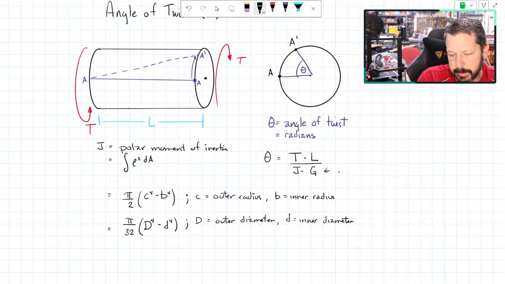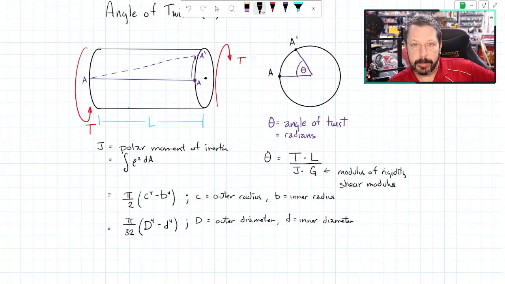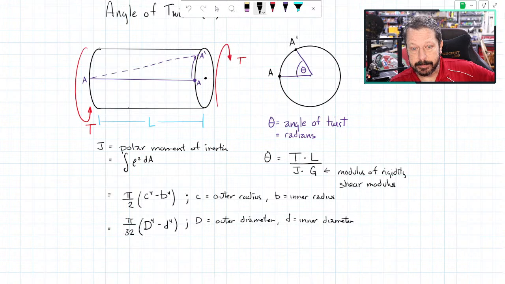G is the modulus of rigidity, also called the shear modulus. I think your book, when you look up material properties, uses modulus of rigidity. So it's similar to modulus of elasticity, capital E, that we have been using several times, but it's related to shear instead of axial stresses. It's the same type of thing, a material property, just related to shear. And you can look it up in a chart somewhere, just like you would look up modulus of elasticity.